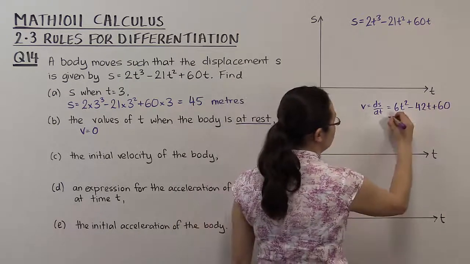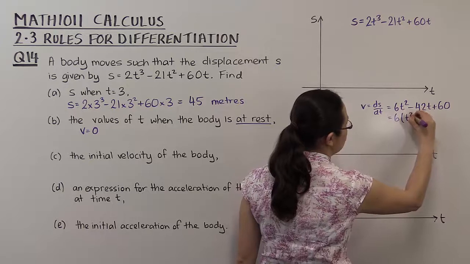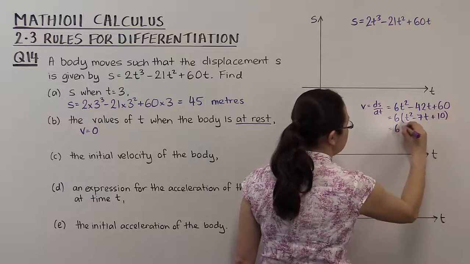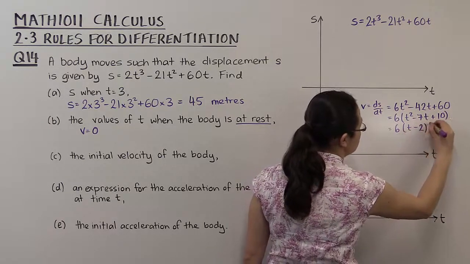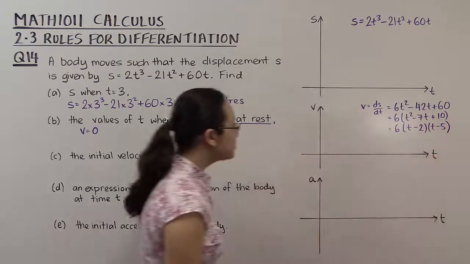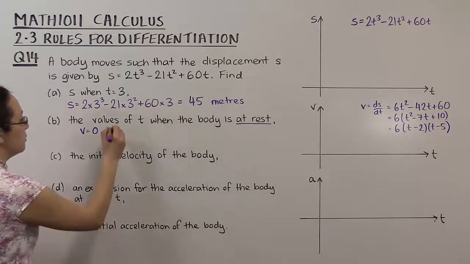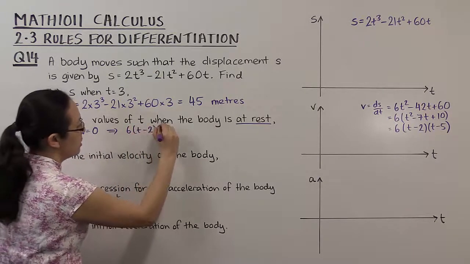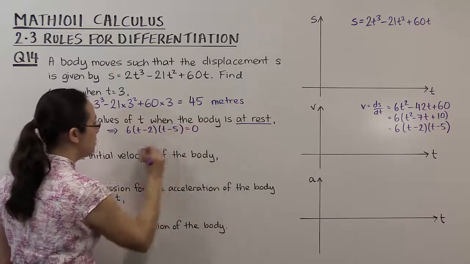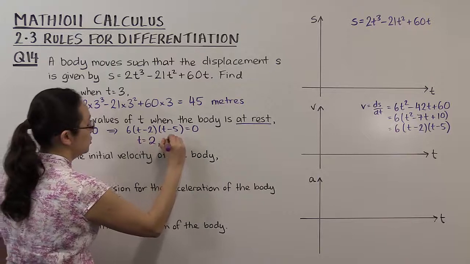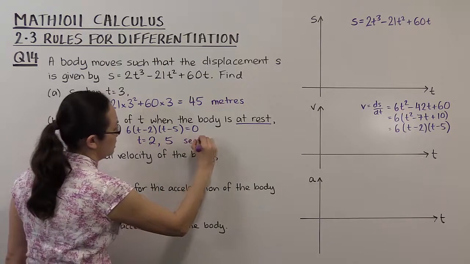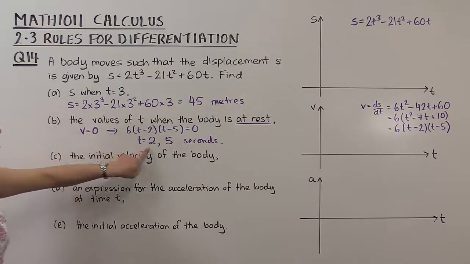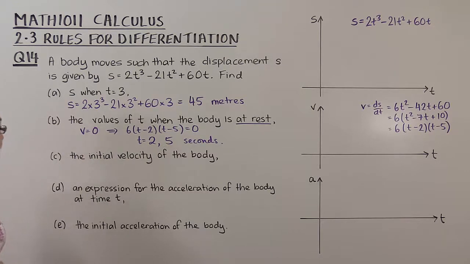So that's the equation of my velocity, which you can factorize. 6 comes out and we're left with t squared minus 7t plus 10, and that factorizes nicely as well into t minus 2, t minus 5. So that's my equation for velocity. So if I want to solve velocity equals 0, I'm trying to solve 6 outside of t minus 2, t minus 5 equals 0. So I know t is either 2 or 5, let's say, seconds. Okay, so the body is at rest after 2 seconds and after 5 seconds here.